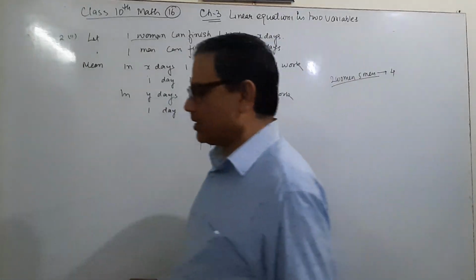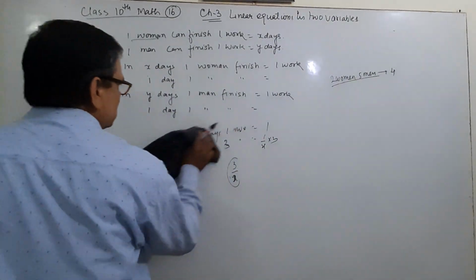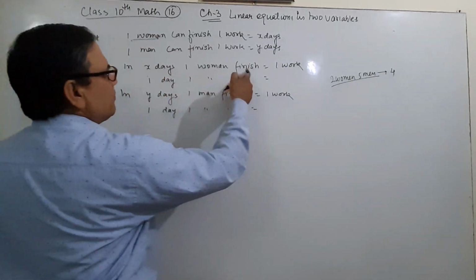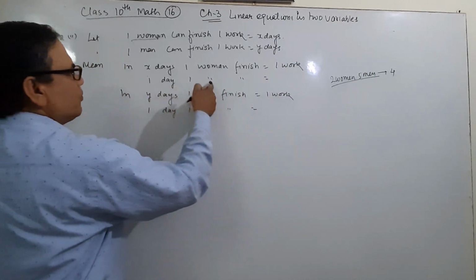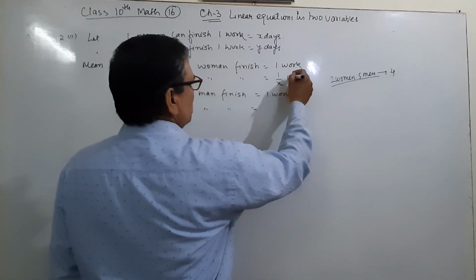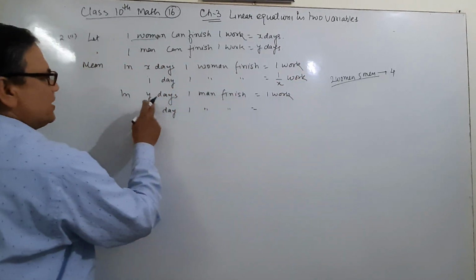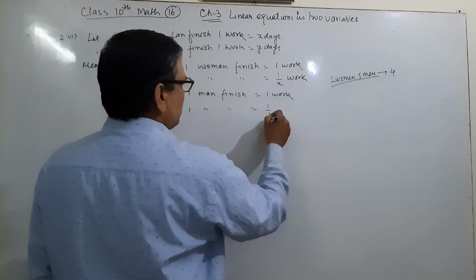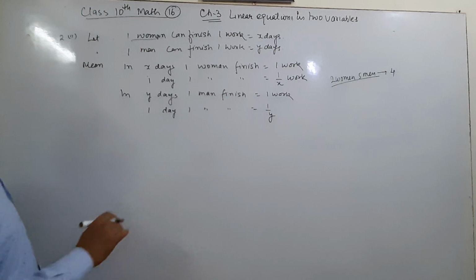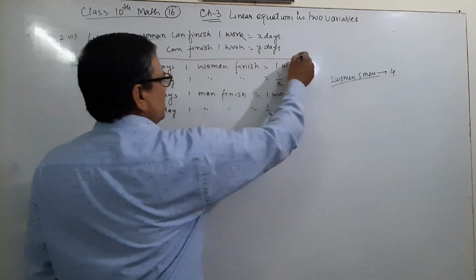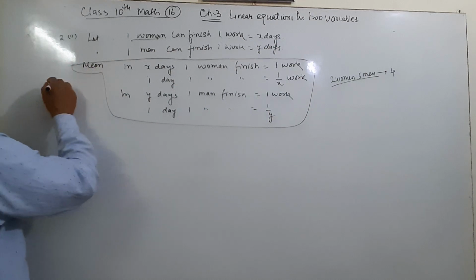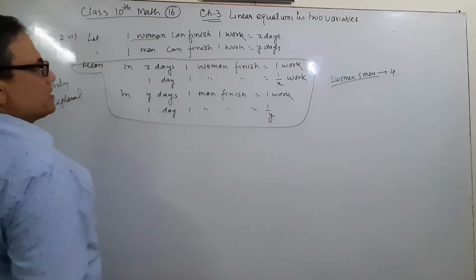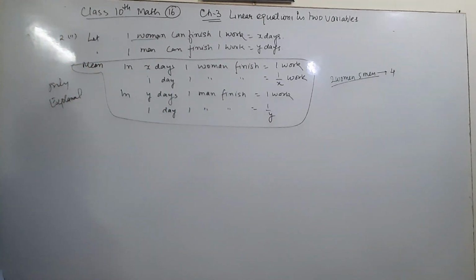And now simply we will make the equation. It means in x days 1 woman can finish 1 work. In 1 day, 1 woman can finish 1 by x work. And in y days a man can finish 1 work, so in 1 day a man finishes 1 by y. But in the exam we need not write this. This is only for the explanation. You can go directly from here in the exam. How? I will tell you.